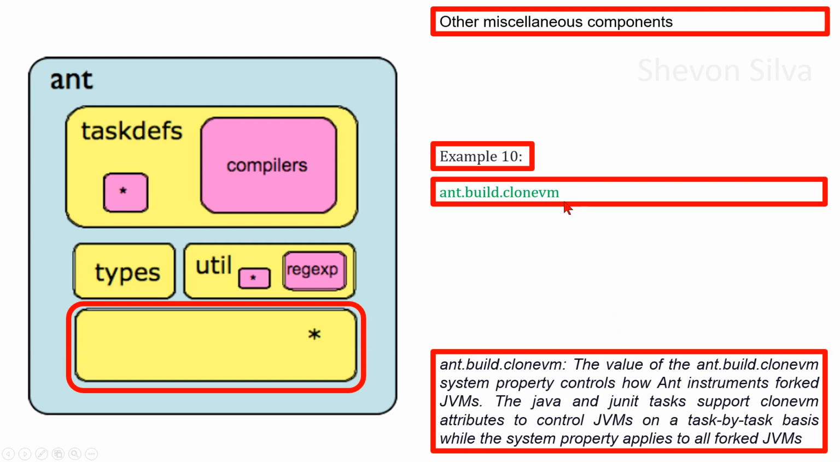Now we are considering ant.build.clonevm. The value of the ant.build.clonevm system property controls how Ant instruments forked JVMs. The Java and JUnit tasks support clonevm attributes to control JVMs on a task by task basis, while the system property applies to all forked JVMs.